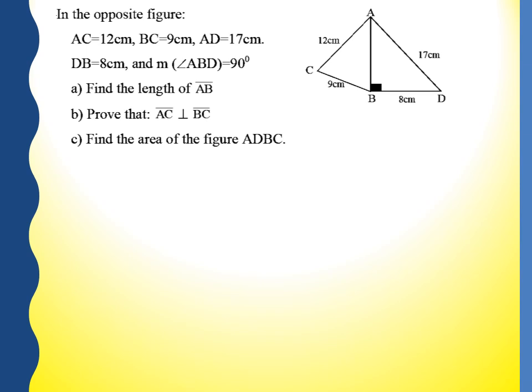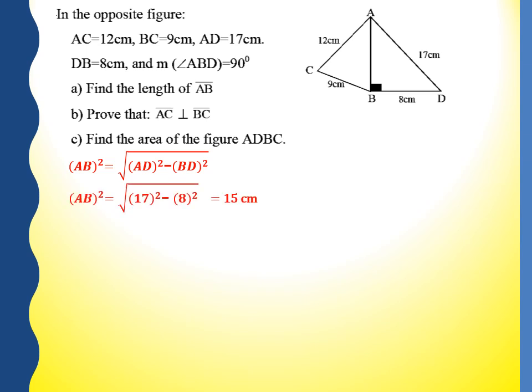In the opposite figure, AC is 12 centimeters, BC is 9 centimeters, AD is 17 centimeters, DB is 8 centimeters, and the measure of angle ABD is 90 degrees. First, I need to find the length of AB. AB is one of the sides of the right angle. Then using Pythagoras theorem, AB equals the root of AD square minus BD square, equals 15 centimeters.